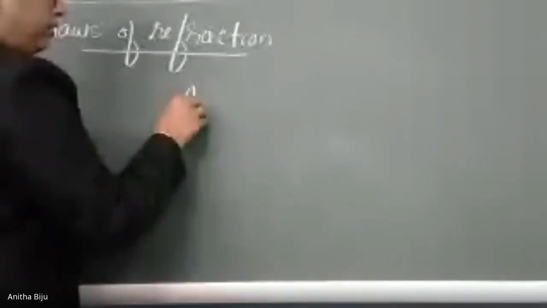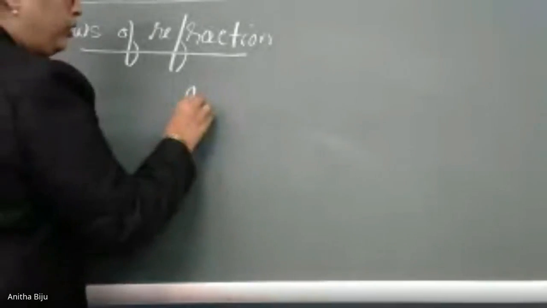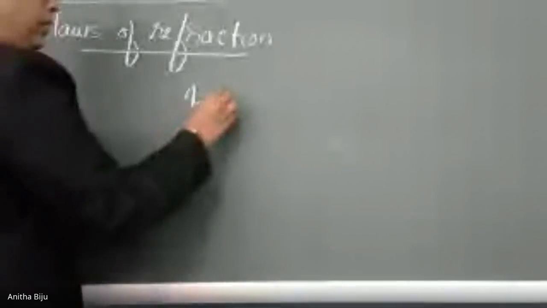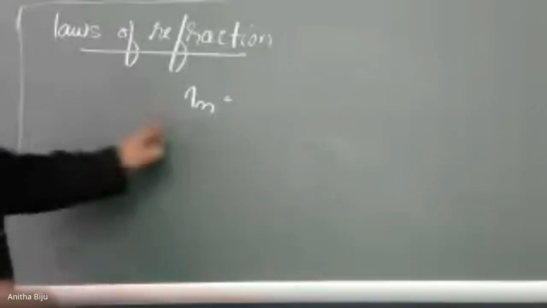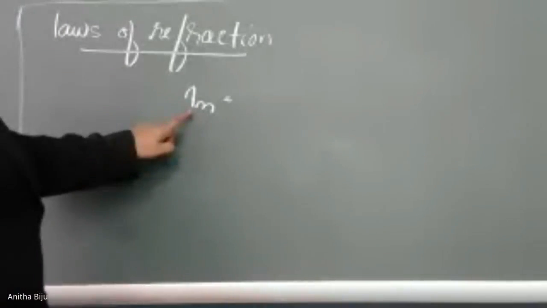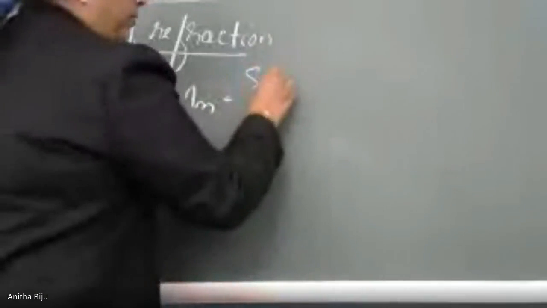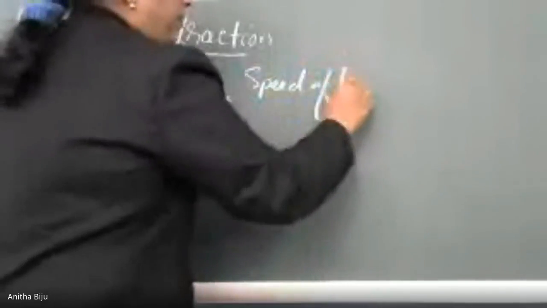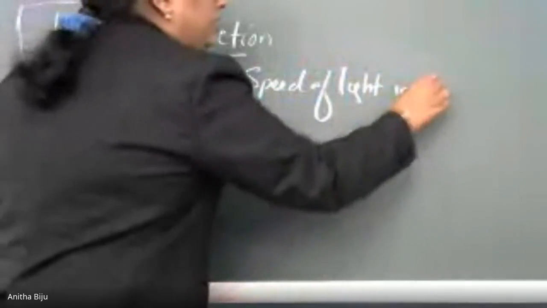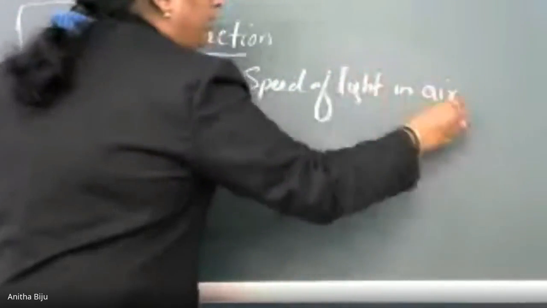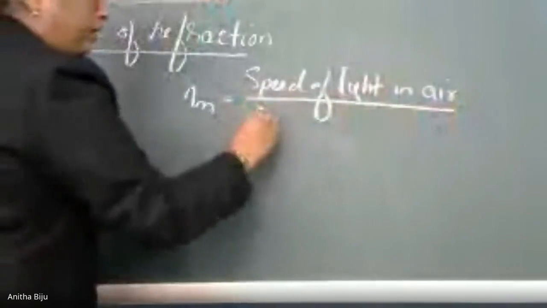Suppose refractive index is represented by the letter n. This is the letter used to represent the medium. Absolute refractive index. The absolute refractive index of a medium is the ratio of the speed of light in air divided by the speed of light in the medium.